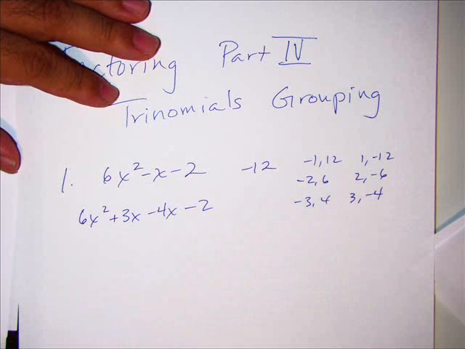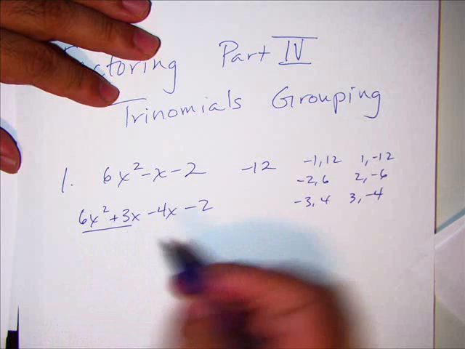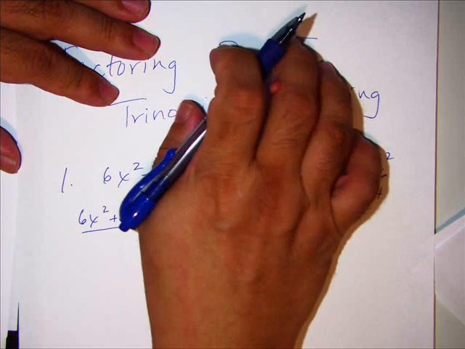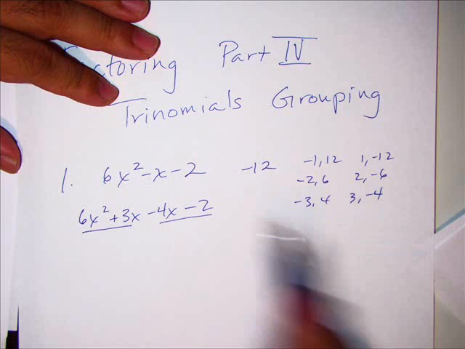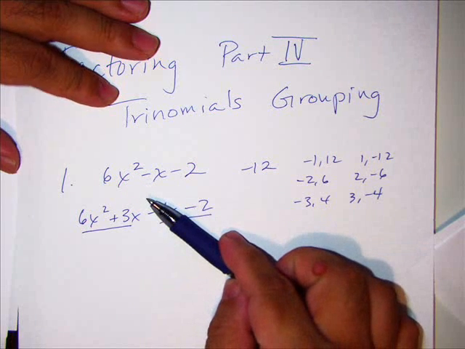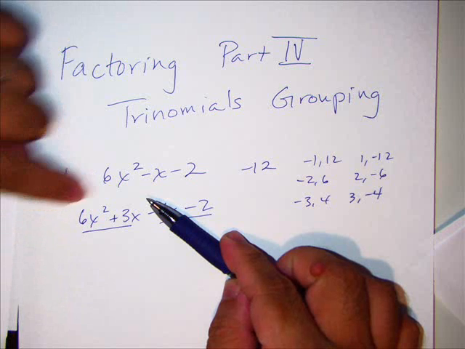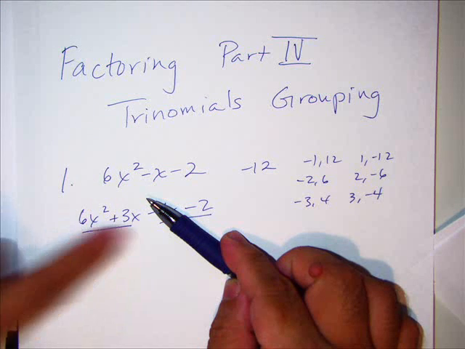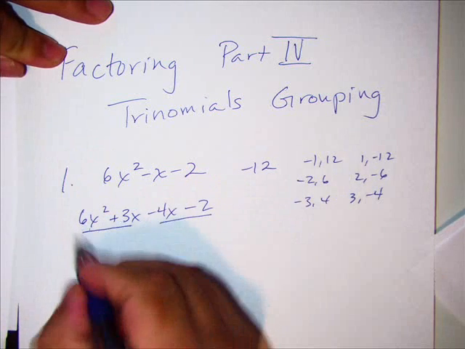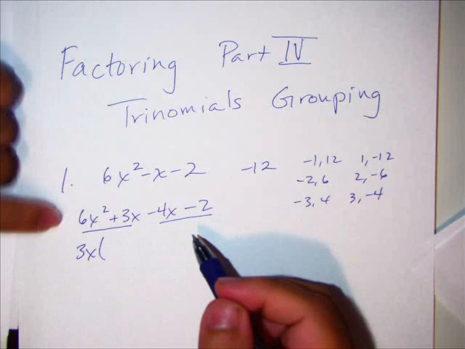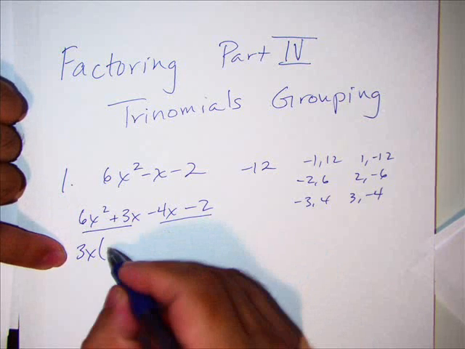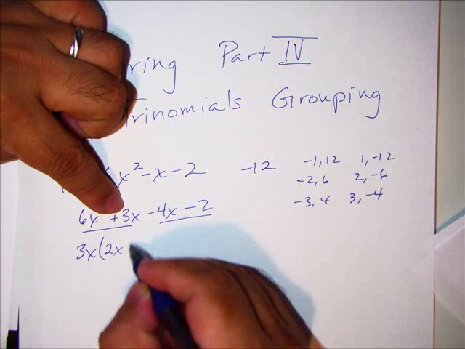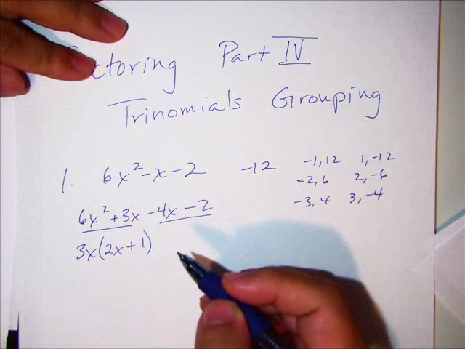Now, here's where the grouping comes in. We're going to group the first two together, and we're going to group the last two together. And then we're going to take out a common factor. Taking out a common factor was part of our first video. Here, there's a common factor of 3x. 3 goes into both 6 and 3, and obviously, there's an x in common with both of them. So we take the 3x out. When we take 6x squared and divide by 3x, that leaves us 2x. And 3x divided by 3x leaves us +1.